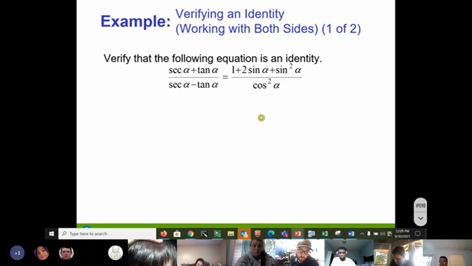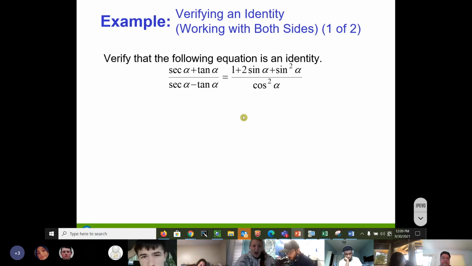All right, try that one. Secant of alpha plus tangent of alpha over secant alpha minus tangent alpha is equal to 1 plus 2 sine of alpha plus sine squared alpha over cosine squared of alpha.